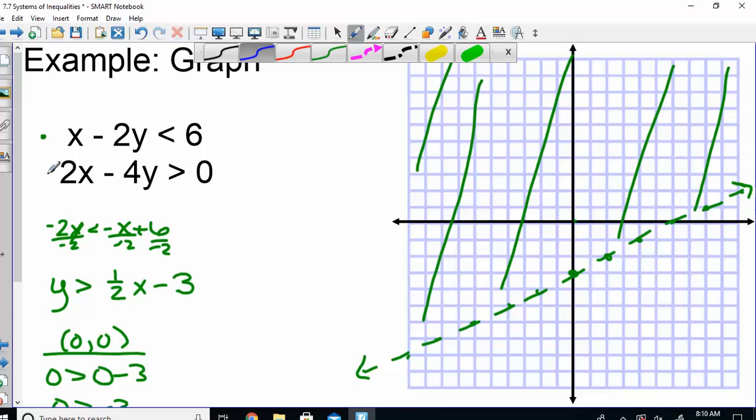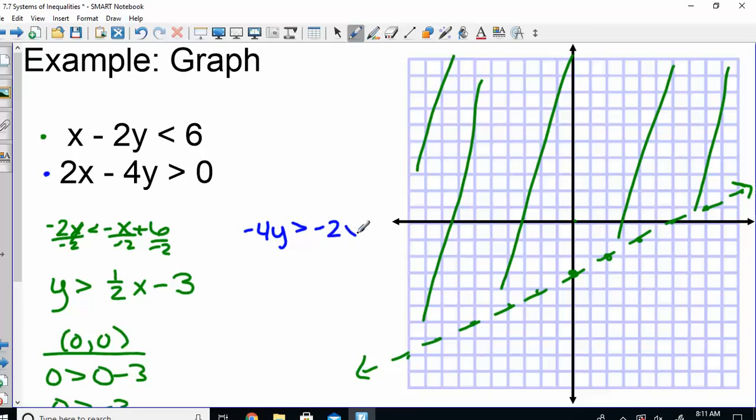Now we do the second one. So first step would be, okay, divide by -4, which means my inequality flips. So that's a line with a y-intercept of 0 and a slope of 1/2. Solid or dashed? Dashed.